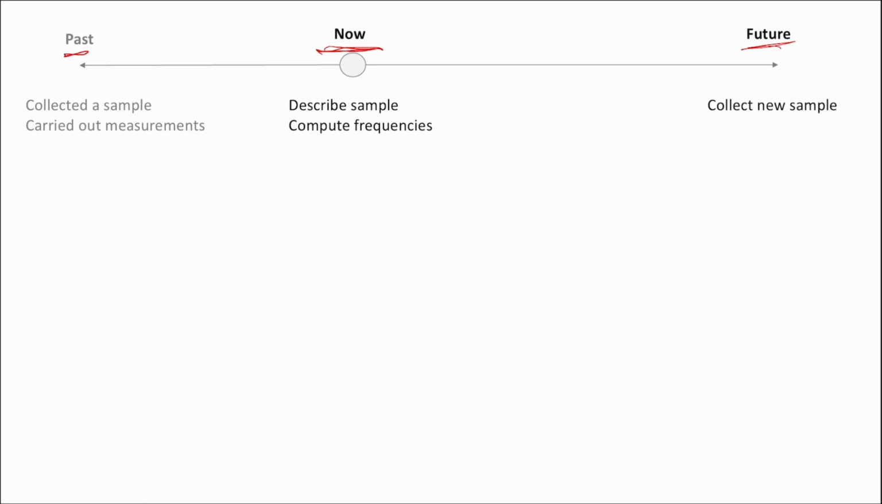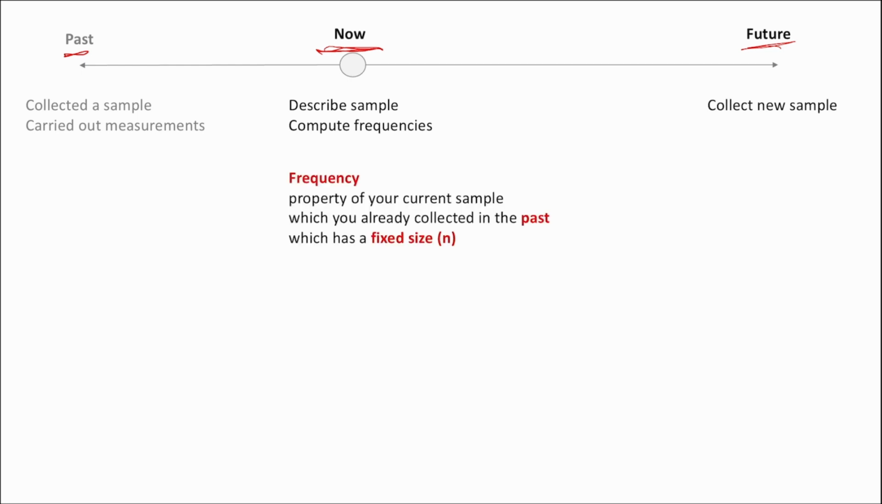While in the future, you can collect a new sample. And the idea is, can we say something about this new sample that will be collected in future by knowing information about our current sample? Well, you remember that when we describe our current sample, we compute a lot of statistics, and one of the most important statistics is this frequency. So frequency is a property of your current sample, which you already collected in the past, and which has a fixed size n. So this is the sample size.